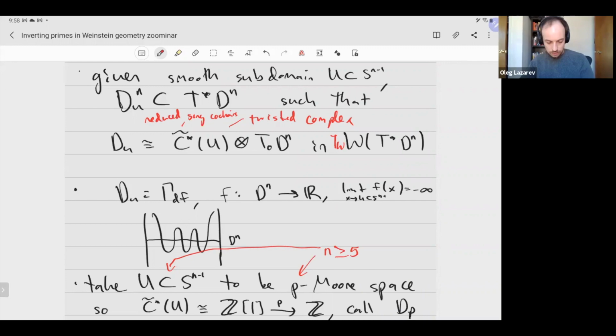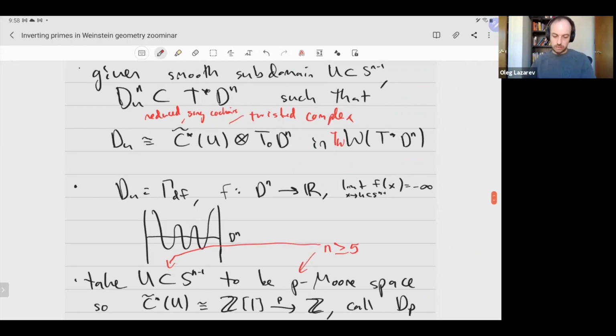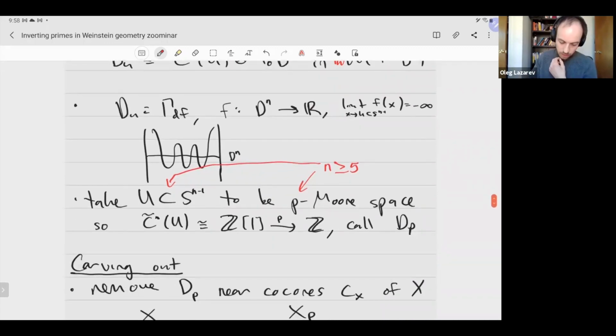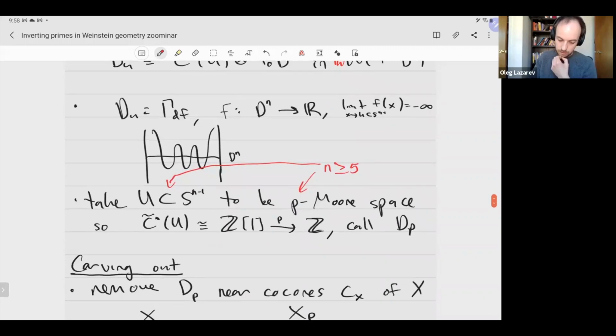And the reduced singular cochains of this Moore space is just the cone of P, or this chain complex with 2 copies of Z with differential just multiplication by P. And let's call this disk D sub P. So the conclusion is you have this D sub P disk, and it's isomorphic to the cotangent fiber tensor this chain complex. And then the idea is to carve out this D sub P disk.